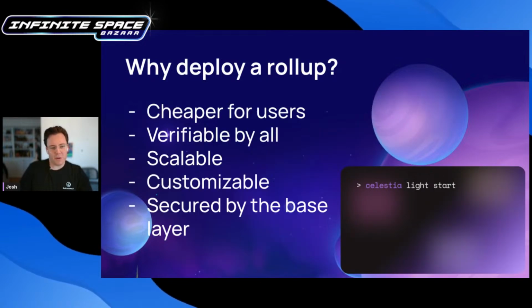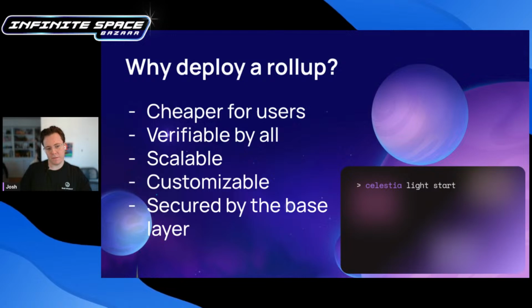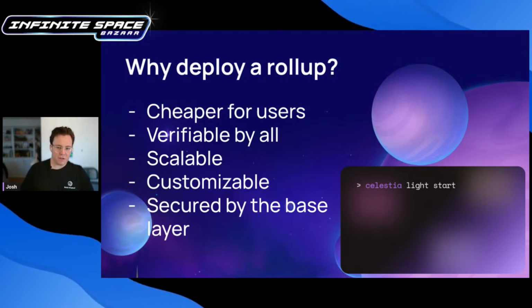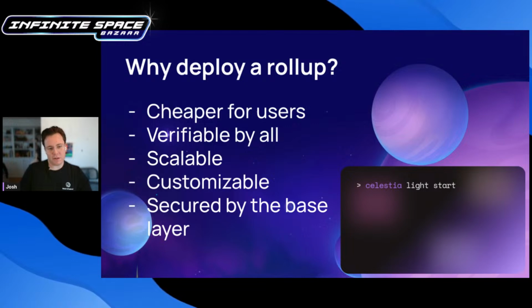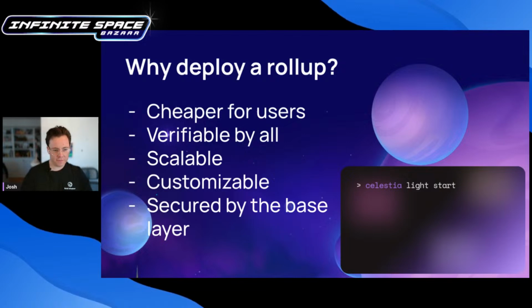If you deploy a rollup, the end state is that it will be cheaper for users. It will be verifiable by all. With a light node, you can actually verify the chain yourself instead of running really big infrastructure like a full node on another chain or even a full node on Celestia. This is something that you can actually do on your phone, even on an iPhone now.